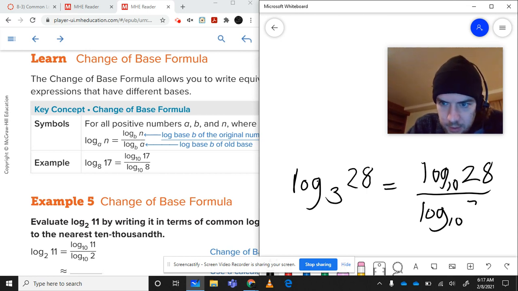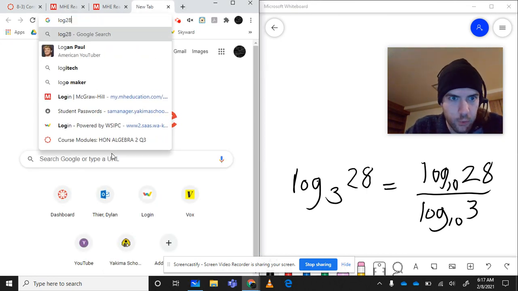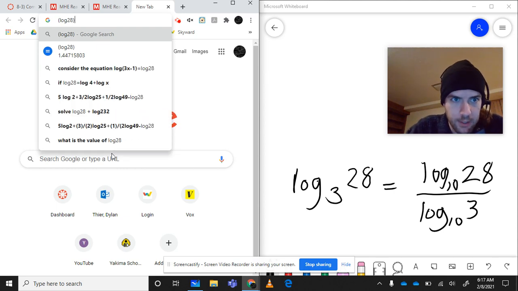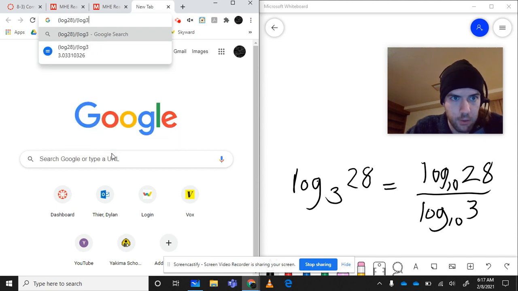Now, if I take that, let's go over to the calculator and see what we get. I'm going to say log of 28. They're assuming that's log base 10. And I'm going to divide that by log of 3. Let's see. Here we go, 3.033. So a little bit larger than 3, just as we estimated. I estimated 3.1, a little bit too big, but the general idea was still there.